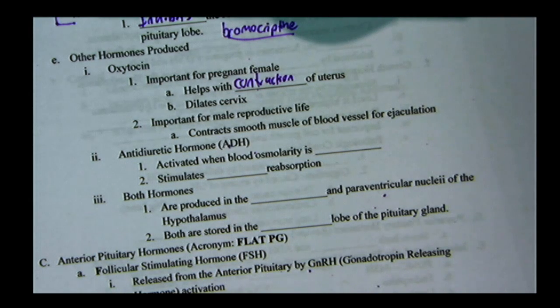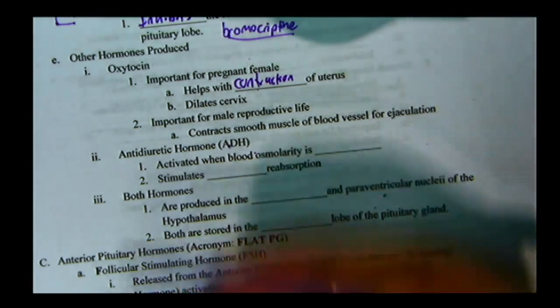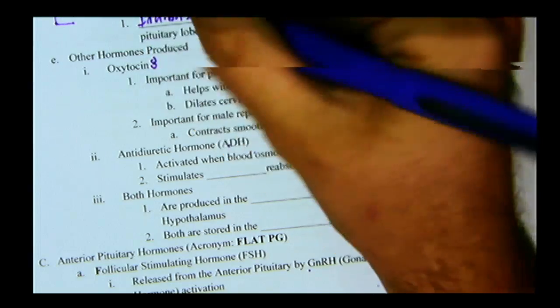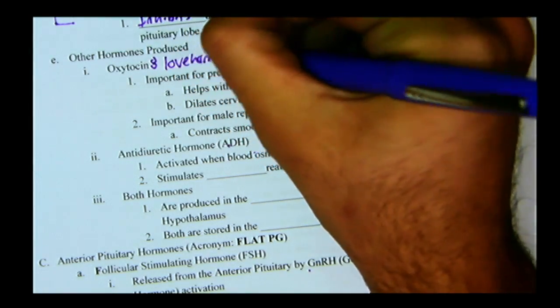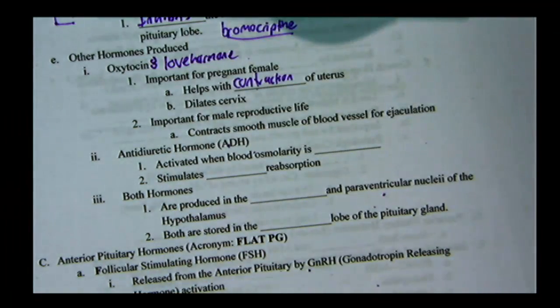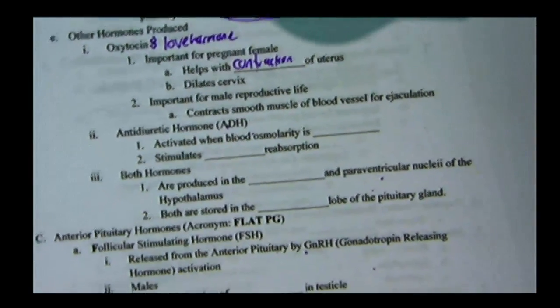So then the other hormone is ADH, antidiuretic hormone. So it's activated when blood osmolarity is increased. And it stimulates what reabsorption? Water. Awesome.